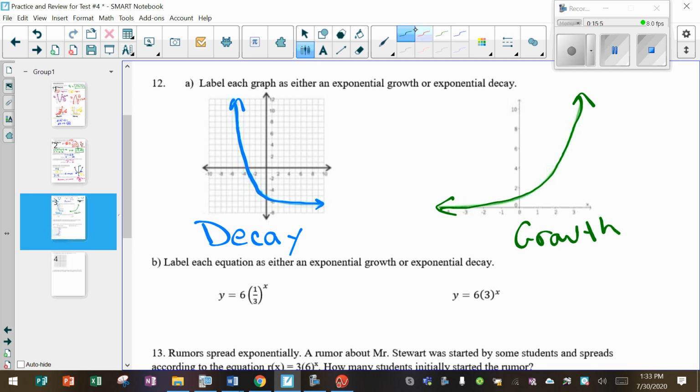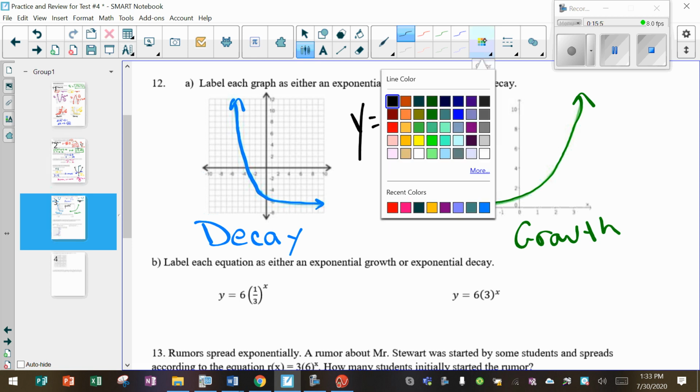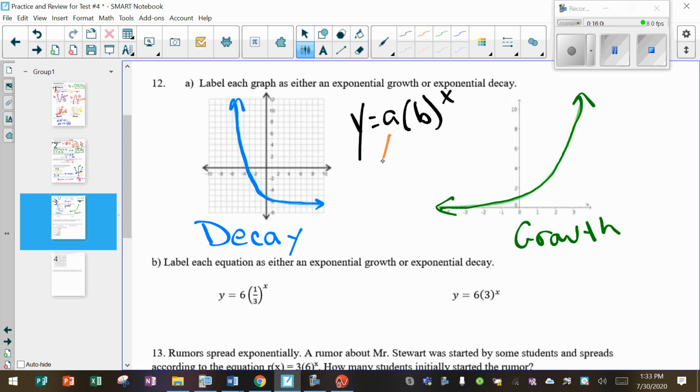Now both of these equations would fit the format A times B to the x. When you see this equation, you're supposed to know that A is the starting value, or on the graph it's the y-intercept.